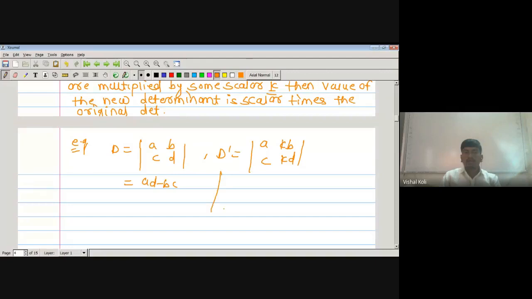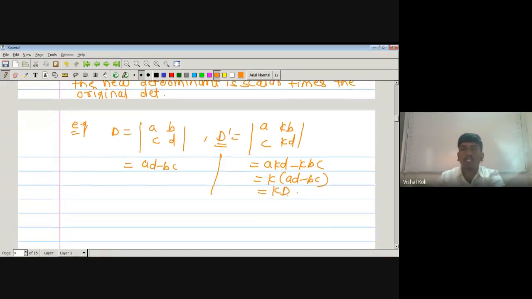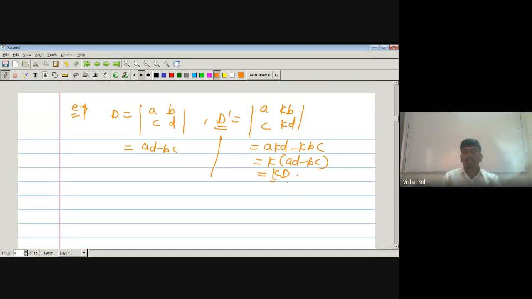Now the determinant value of D dash is equal to A into KD minus K into BC. Let us take K common: K into AD minus BC, which is nothing but K times the determinant value of D. Therefore, if we multiply some scalar k to any row or column of a given determinant, then the value of the new determinant is equal to the scalar times the value of the original determinant.